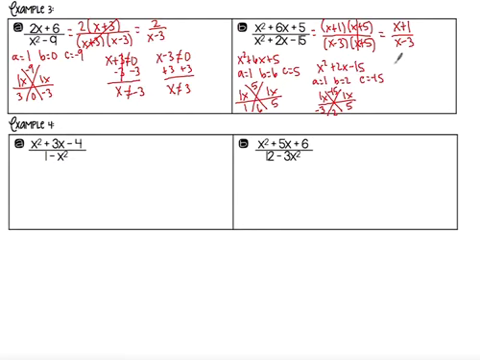Remember, I need to get my excluded values by using my factored form of the bottom. So to get my excluded values, I'm going to take those factors and set them not equal to 0. So I would add 3 to both sides here and get x cannot equal 3. Subtract 5 from both sides here and get that x cannot equal -5. So my answer would be x plus 1 over x minus 3, where x does not equal 3 and x does not equal -5.